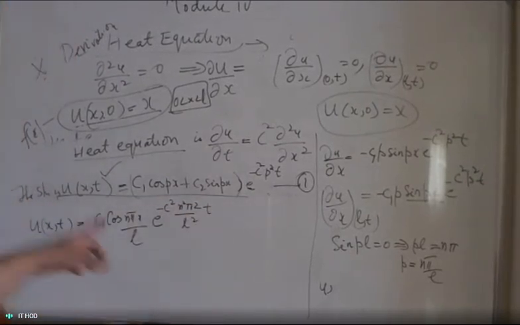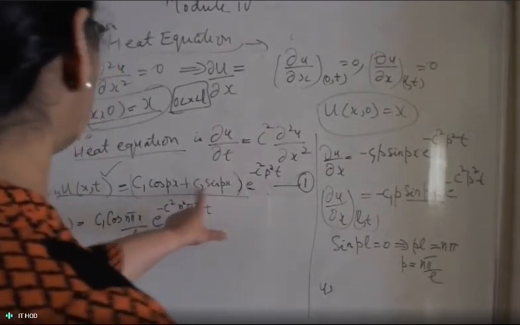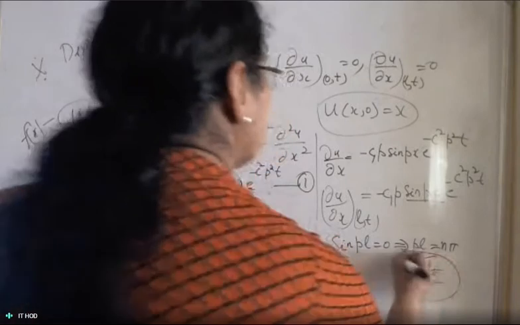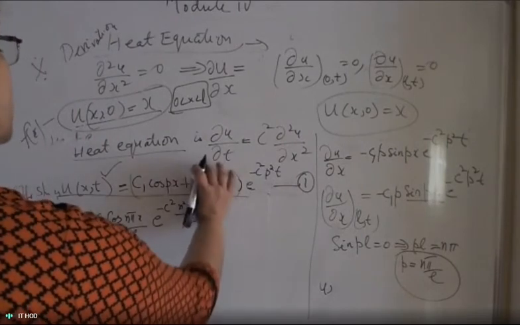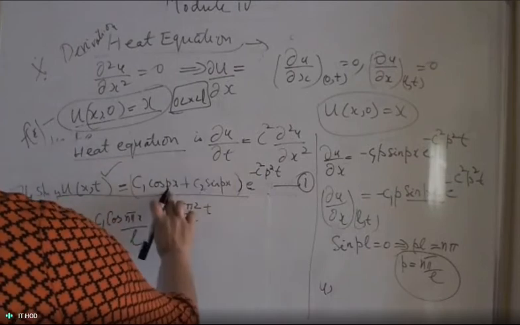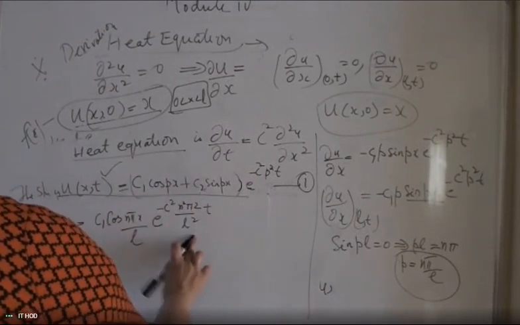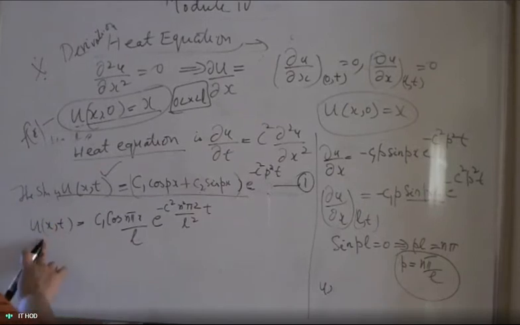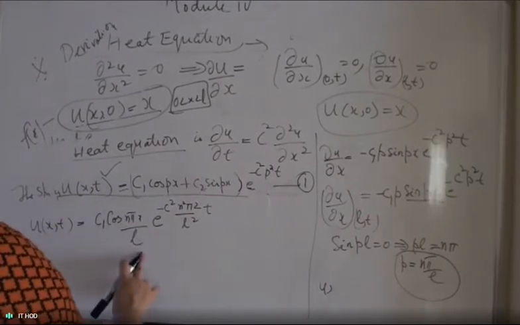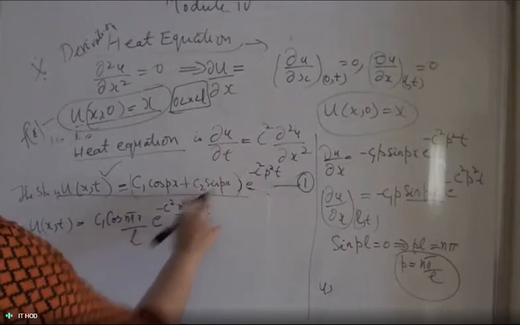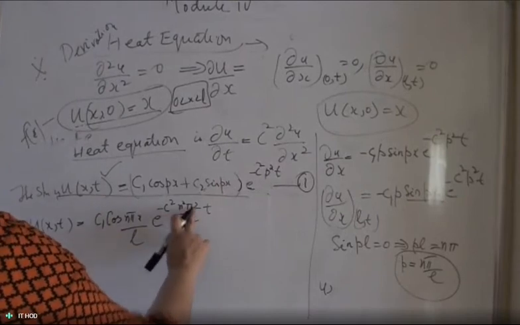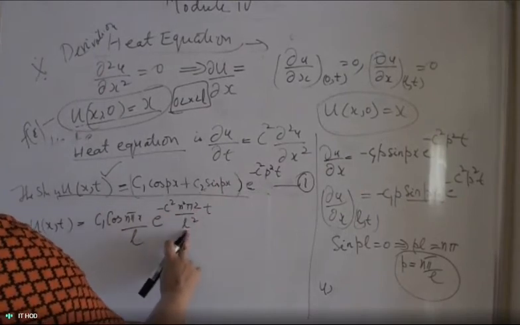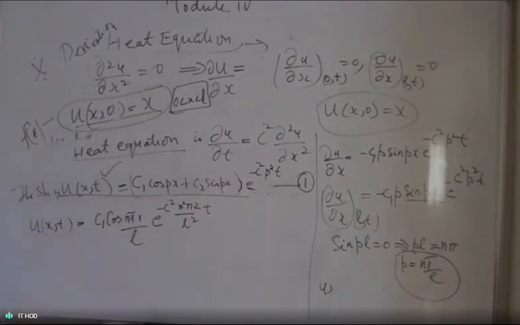Once you got this, C2 is 0 and you got the value P equal to n pi by L using the second condition. So from the first condition, you got C2 equal to 0, so this becomes 0. And from the second condition, you got P is equal to n pi by L. So our new u(x,t) becomes C1 cos n pi x by L e raised to minus c square n square pi square by L square t. That is our new u(x,t).